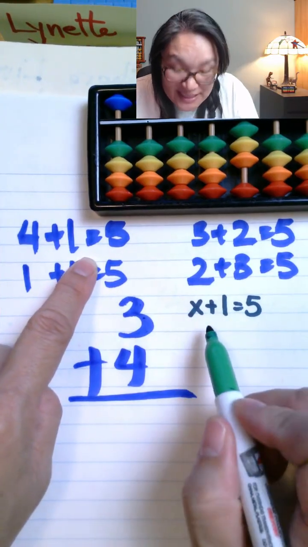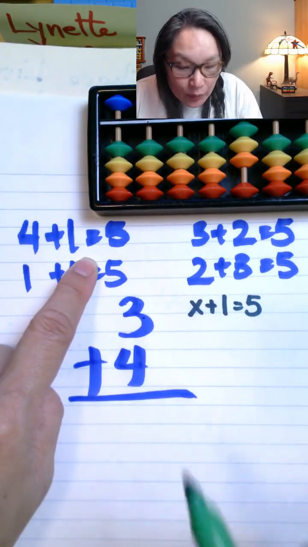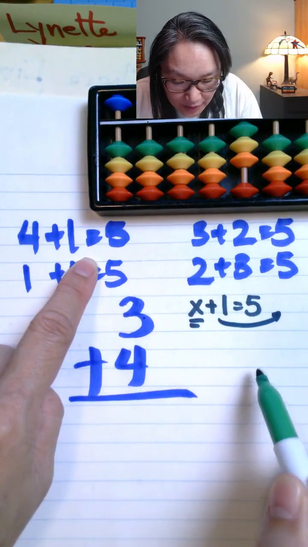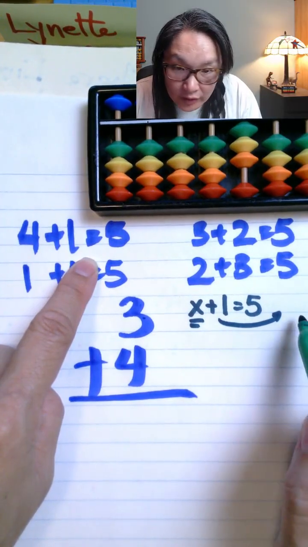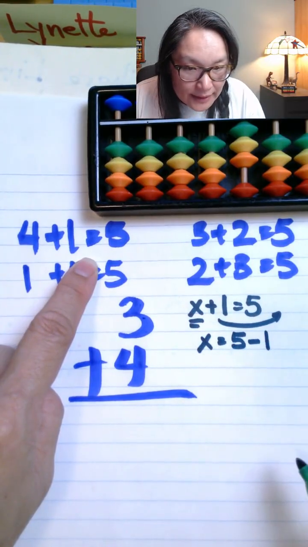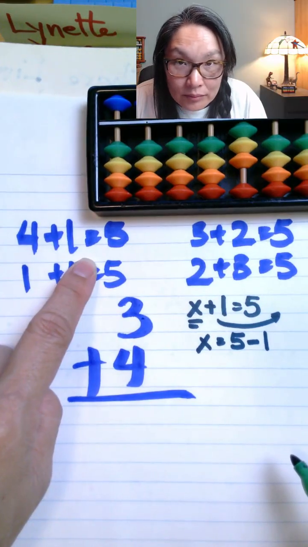And if you notice, it's a little bit like algebra. What we're going to do is isolate this variable. To isolate the variable, we're going to move it over here. So we have x is equal to 5 minus 1. Does that ring a bell? Anybody? Bueller?